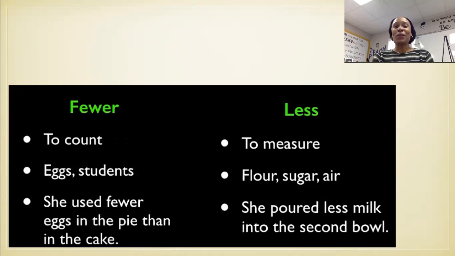Here we have fewer or less. When it is countable, you would use the word fewer. When it is measurable, you would use the word less. So for instance, you can count eggs, you can count students. So the example that's given says she used fewer eggs in the pie than in the cake. So you may have noticed that she used 4 eggs in the pie, but she used 5 eggs in the cake. So in other words, she used fewer eggs in the pie.